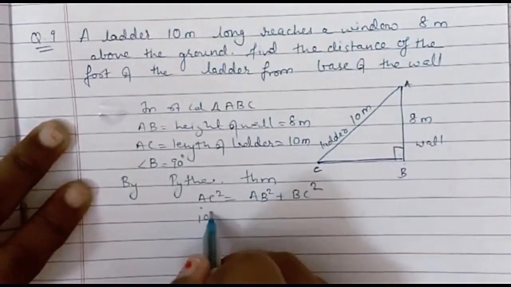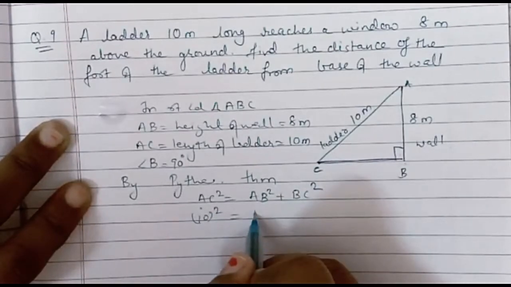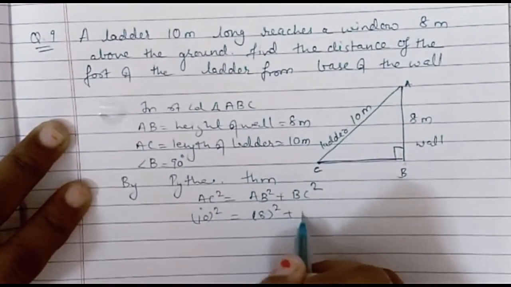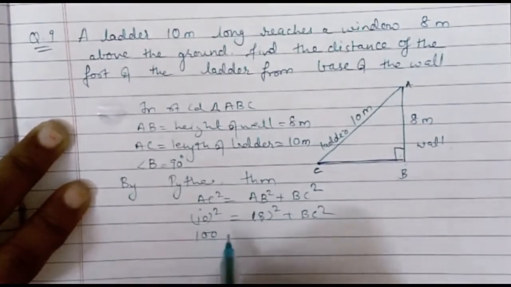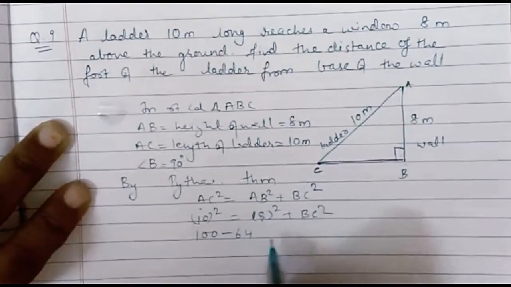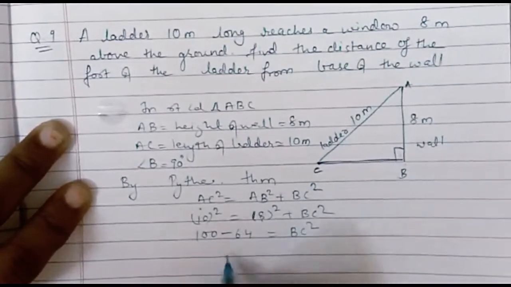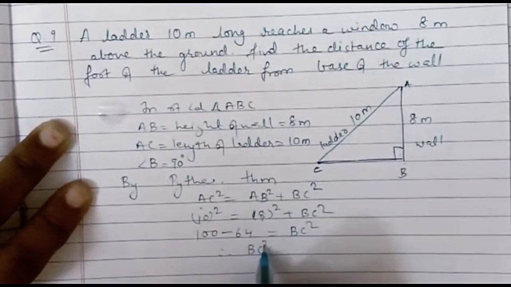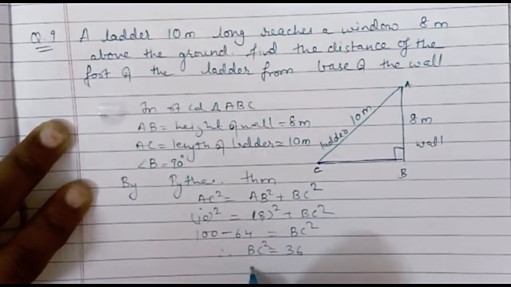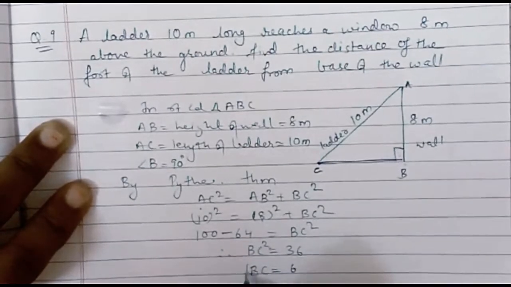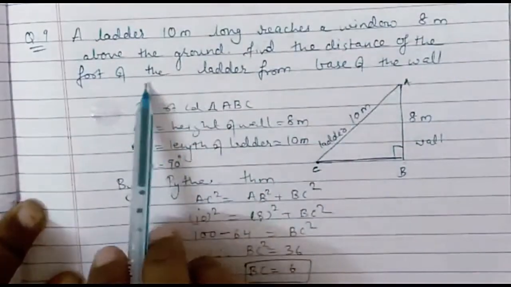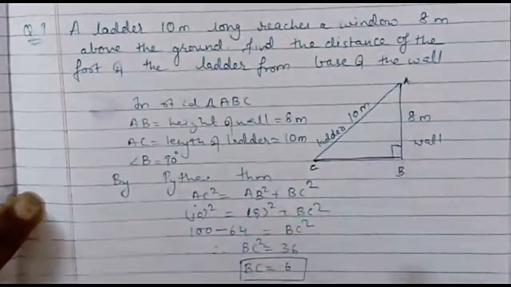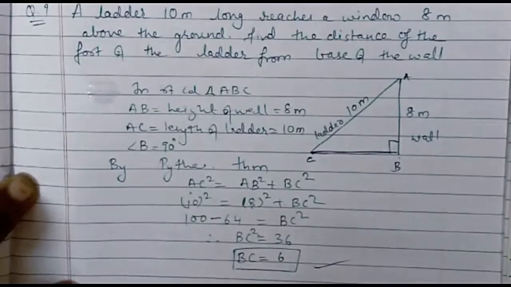AC was 10, so 10 the whole square is equal to AB, that is 8 the whole square, plus BC square. So 10 the whole square is 100, 8 the whole square is 64, which will be taken on the opposite side, so it will become 100 minus 64 is BC square. And so BC square is equal to 36 and BC will be equal to root 36, which is equal to 6. And so we can say the distance of the foot of the ladder from the base of the wall is equal to 6 meter.